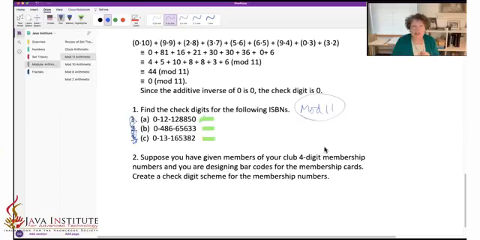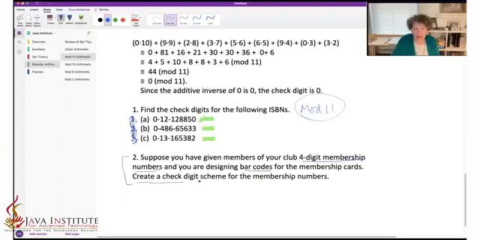For the 13-digit check, the 13-digit one, I don't know. They might use a different mod. I'll have to check. I haven't checked on these recently. Anyway, but here's where you can use a different mod. You have club members, and each one has a 4-digit membership number. And you're designing barcodes for the membership cards.